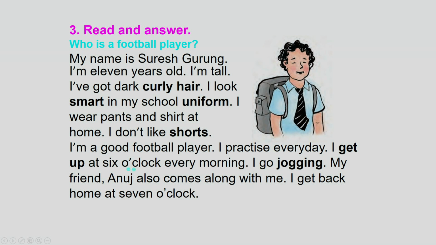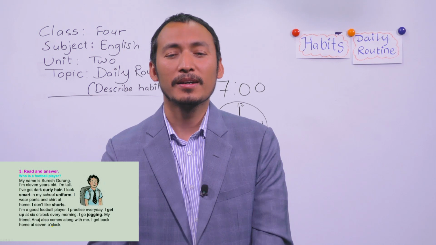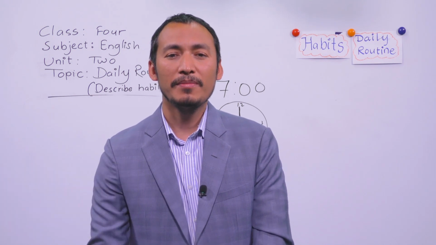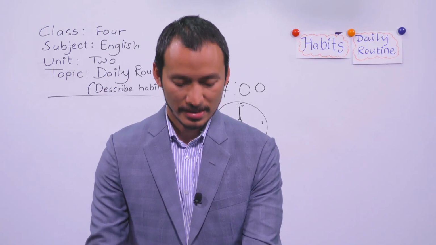Who is coming here? Anuj. All right. Who is Anuj? Yes, Anuj is Suresh's friend. Yes. And he comes with him for jogging, right? Okay. Now let's see again. I get back home at 7 o'clock and he goes back home at 7 o'clock. Okay, what time does he go home? At 7. Okay, that's good.